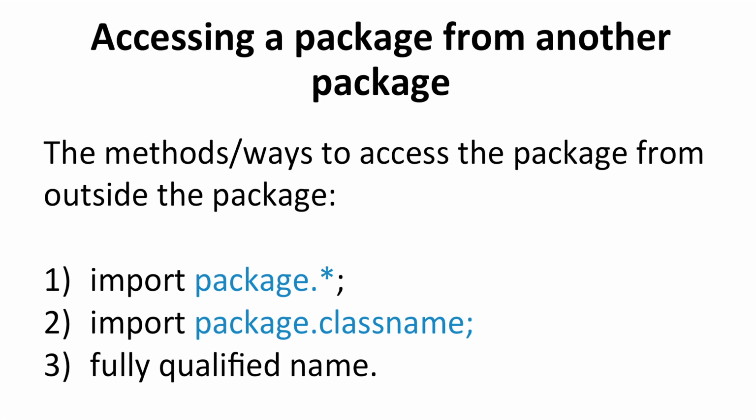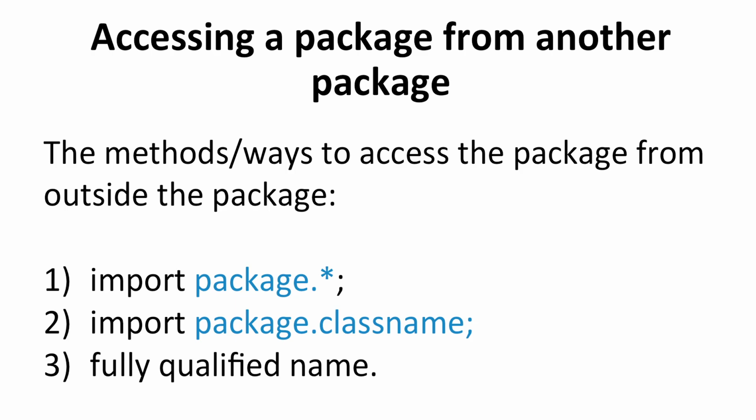Third method is fully qualified name. We will discuss all these three methods one by one now. First method is using package name dot star. By using package dot star, we can access all the classes and interfaces of this package, but not sub package.